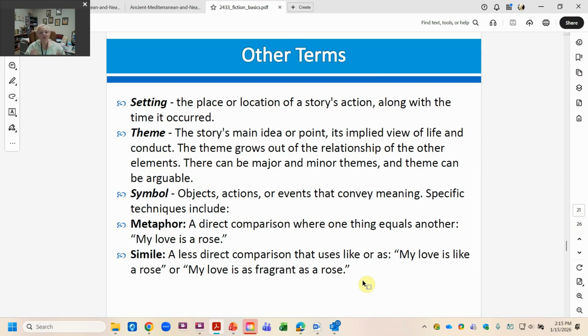So again, theme can be one of those things that we disagree about. As long as you can give evidence and a really good reason why, then that's okay. Symbols, these are those things that we talked about, figurative language.